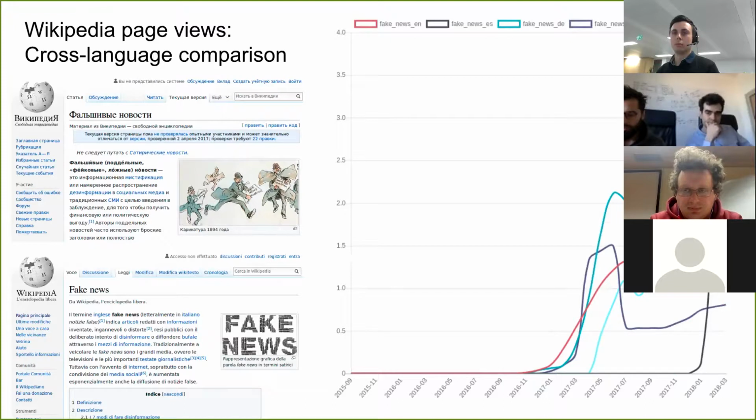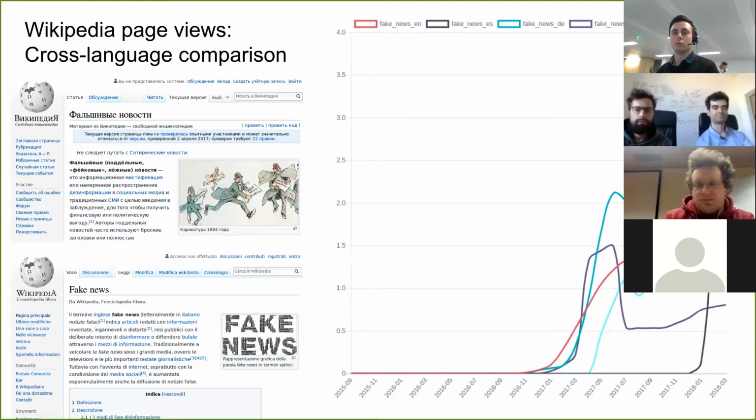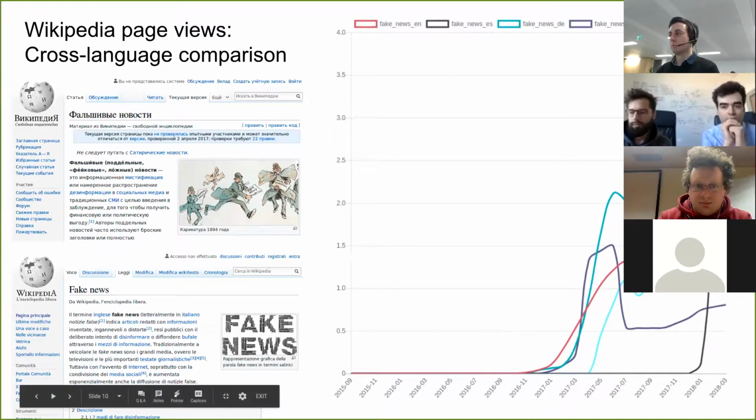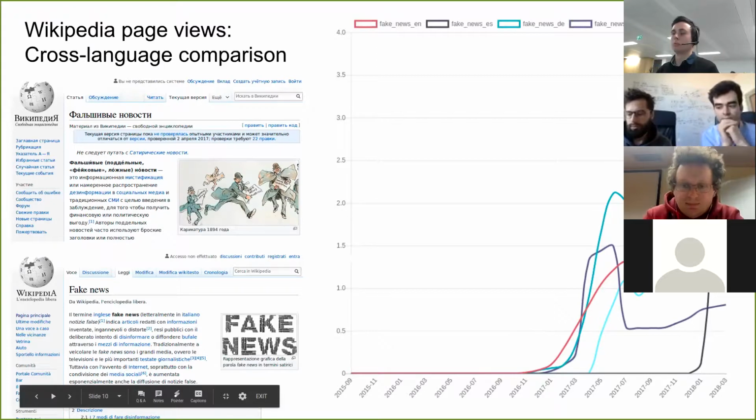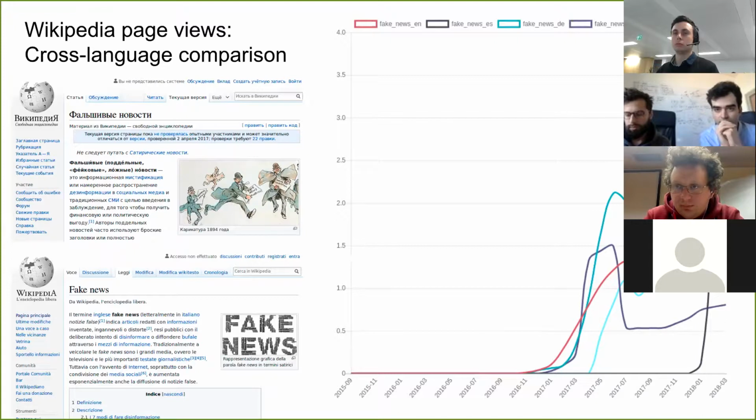For doing this, we have normalized the data so that we can compare the English Wikipedia with the others. We have normalized each of the topics with the total number of page views of their language, so we can see, for each of the topics, the relative importance in their language. For example, in the case of fake news, we can see that it's a new topic. It was not existing before. And we can see how, for example, the Italian Wikipedia article has been created later than the others, but the Spanish one even later. But it has grown really, really fast.